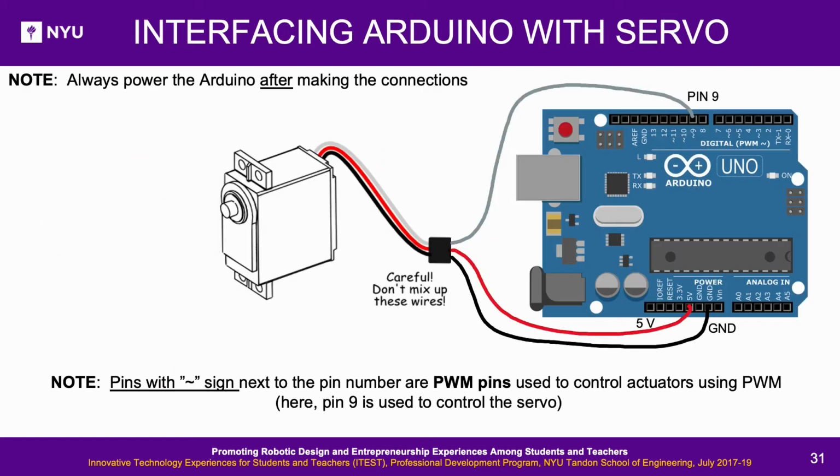Interfacing Arduino with servo. Recall that the pins with a tilde sign next to the pin number are PWM pins, used to control a servo using PWM. In the diagram shown, pin 9 is used to control the servo. You will need to build this circuit for Activity 3 in the next slide. Pause the video here to do this activity and hit play when you are done.